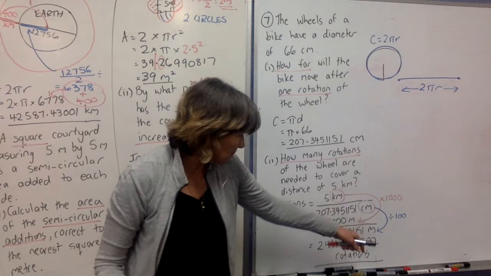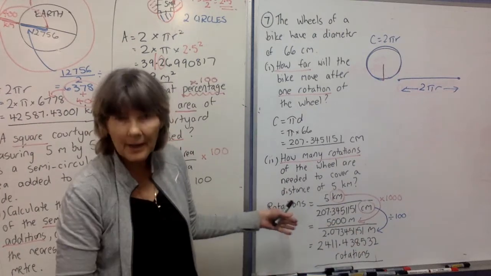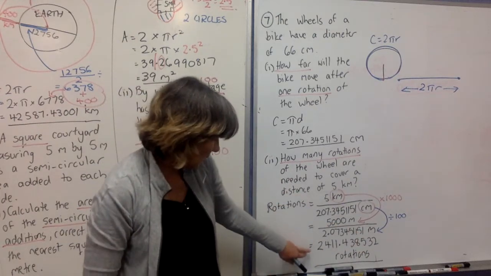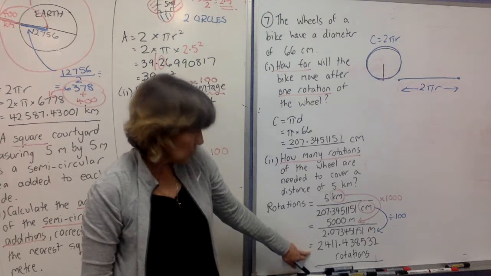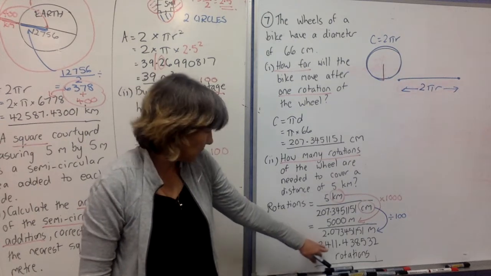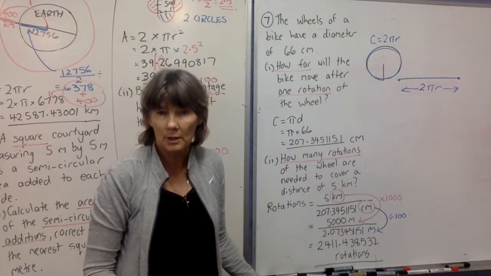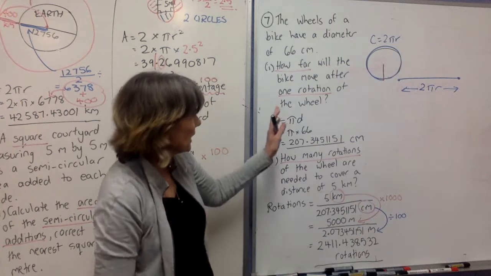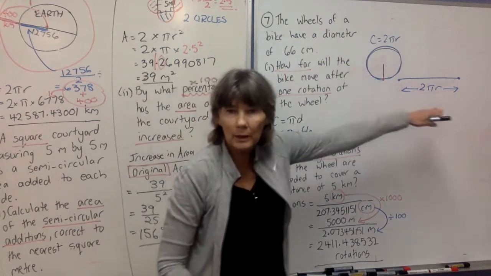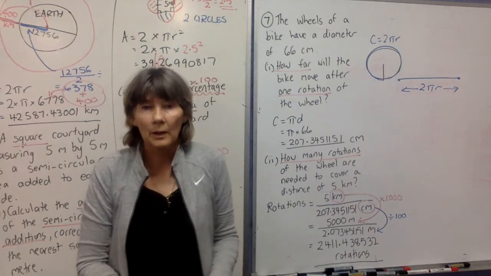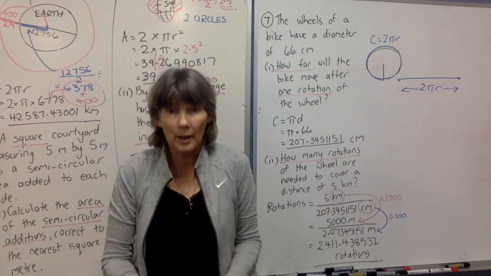Now, because they're both in metres, I can now do the division. And the calculator will then give you 2,411 point whatever rotations. Okay, so I hope you understand that concept of what your wheel is actually doing. So that's the end of the lesson. You're going to try some of these for homework.